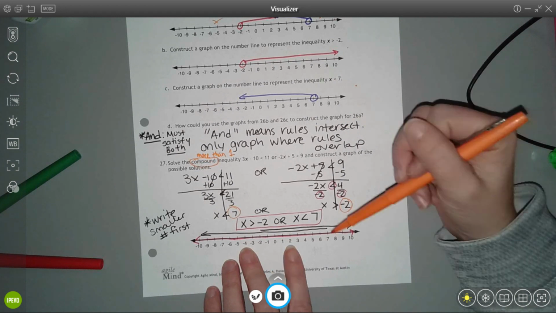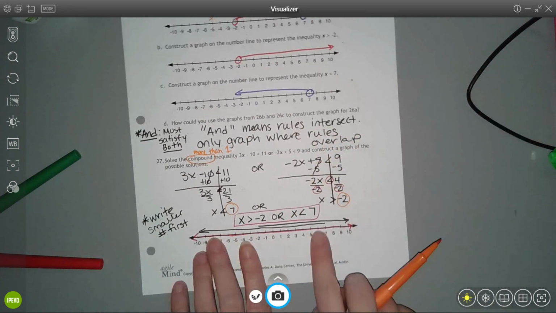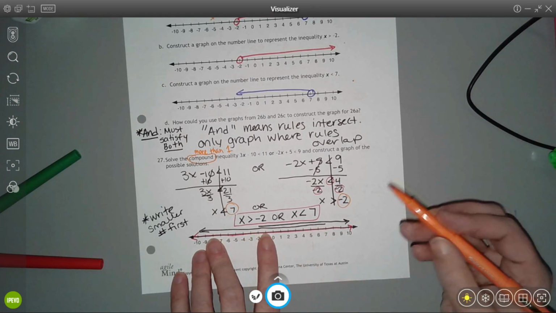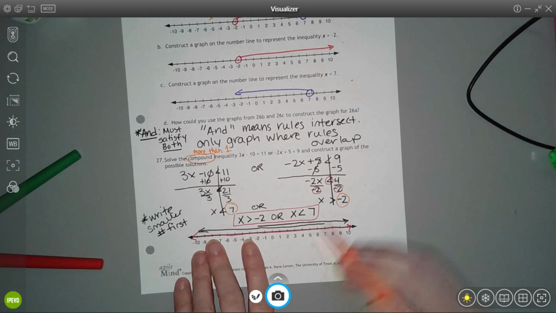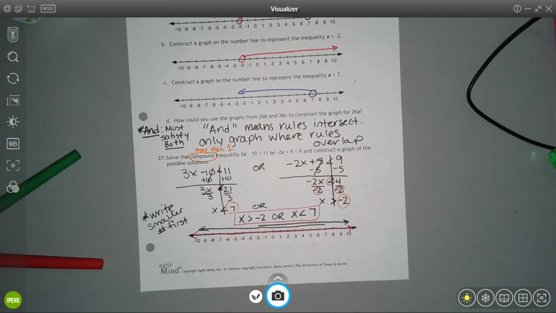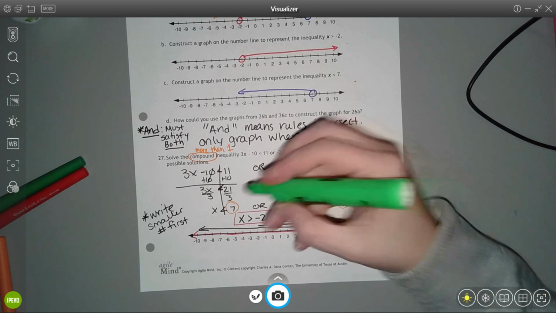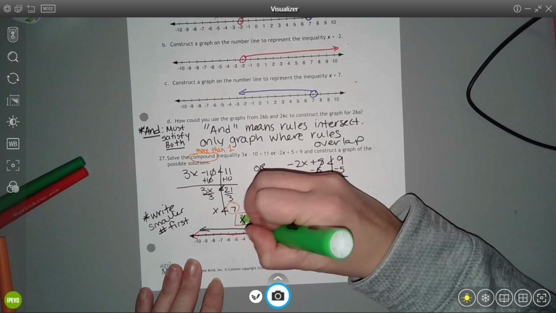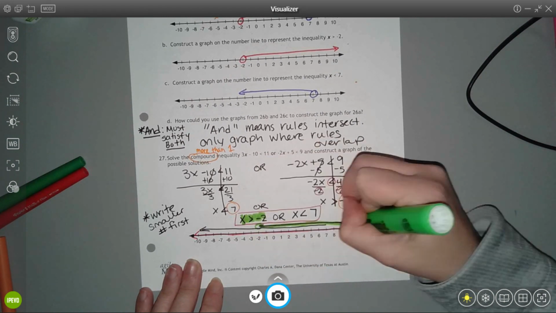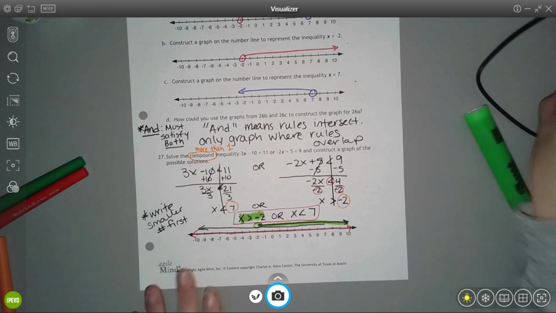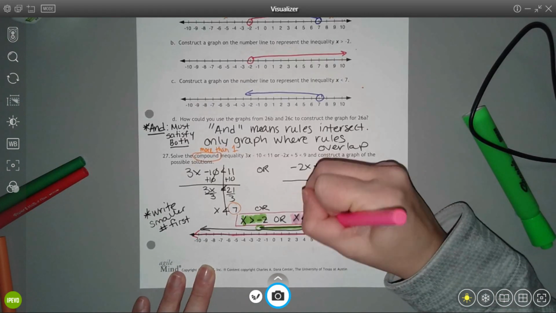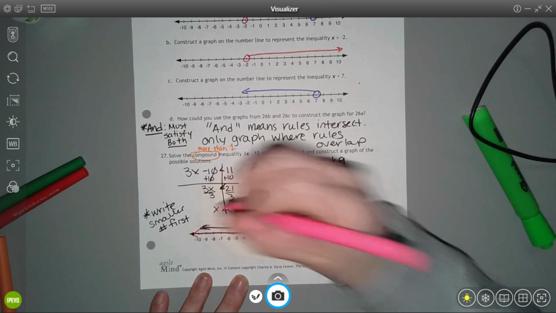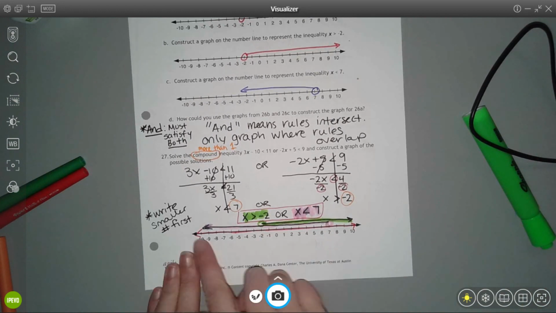Now, what I did here, guys, was I started with graphing x is greater than -2. Okay. And that would be this. Let me highlight these for you. My x is greater than -2, that would be this one. And then I did my x is less than 7. That would be this one. What that ends up being, guys, is that all the numbers are true.